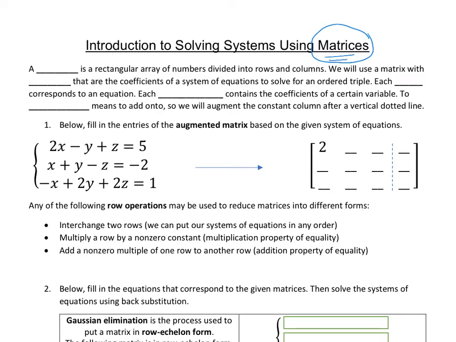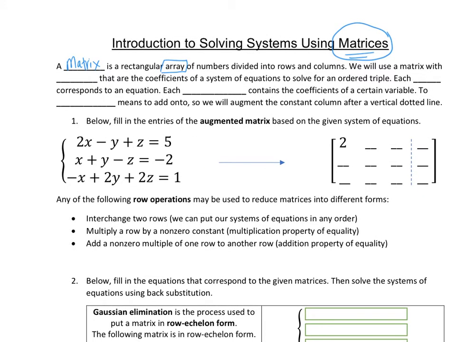So the first thing that we want to write is, what is a matrix? Well, a matrix is a rectangular array of numbers divided into rows and columns. So array just means it's like a listing. So we have this big list of numbers in rows and columns. We're going to use a matrix with entries that are the coefficients of a system.